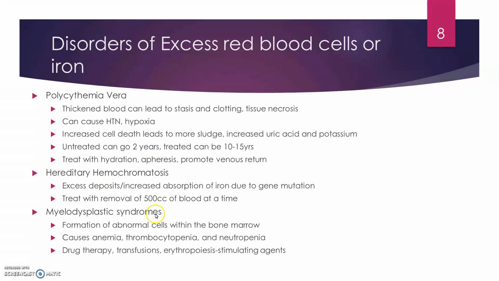Myelodysplastic syndrome can be a precursor to different cancers, but this can also cause anemia, thrombocytopenia, and neutropenia. This can be a side effect of drug therapy, or sometimes we just don't know what causes it. Treatment-wise, we give drugs such as erythropoietin to try and stimulate those cells. We can give blood transfusions, and sometimes that will help.